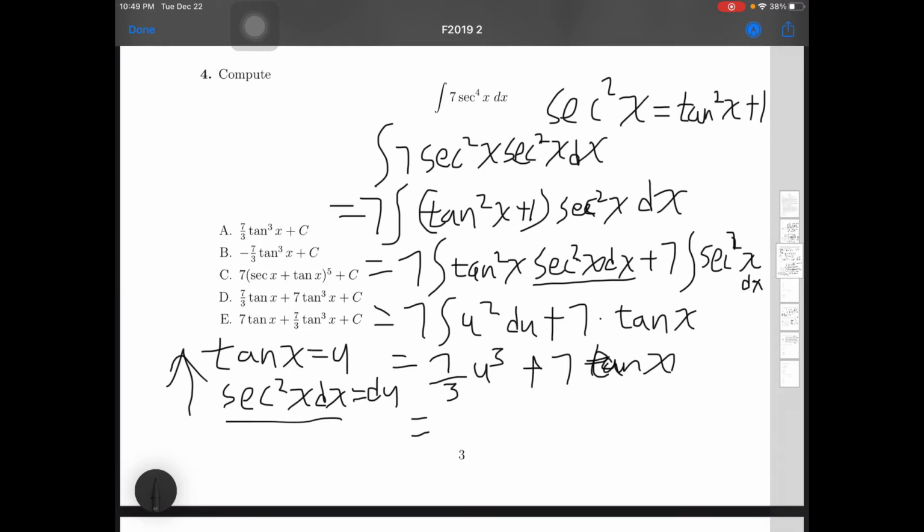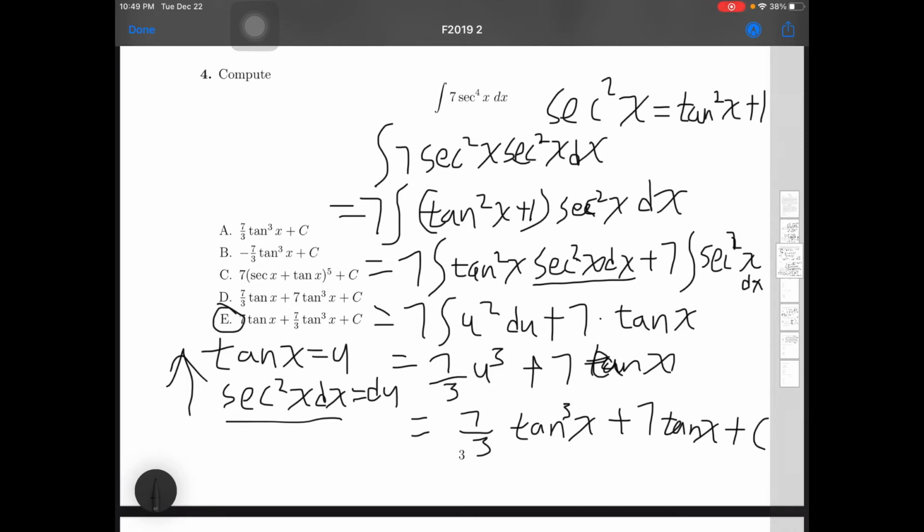And then we can just plug the u back in. We have 7 over 3 tangent to the 3rd power x plus 7 tangent x. And of course, there's a plus c. And that would result in our answer to be an E.